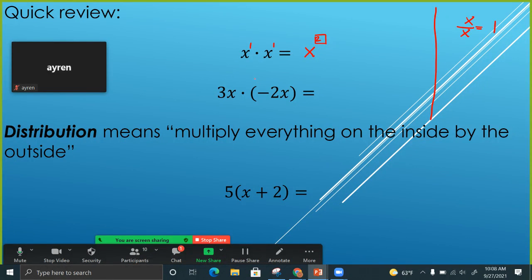Let's try the next one below that. I'm sure some people already did it. Let's say we had 3x times negative 2x. Now this time, it's basically the same as the first example, x times x, but we've got this 3 and negative 2 there. Can anyone help me out with how to simplify and combine those two?